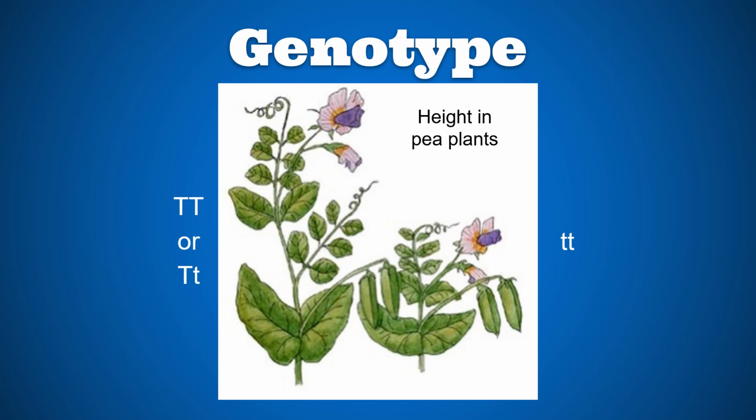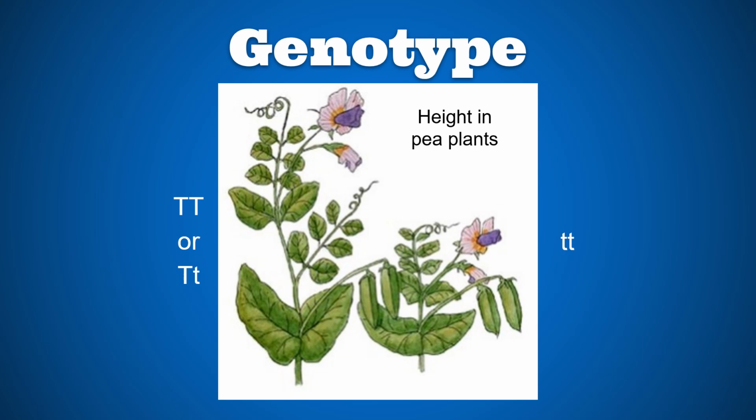We write our genotypes by using a capital letter to represent the dominant allele and a lowercase letter to represent the recessive allele. The letter used doesn't really matter, but generally it is the first letter of the trait or the dominant allele it is representing.